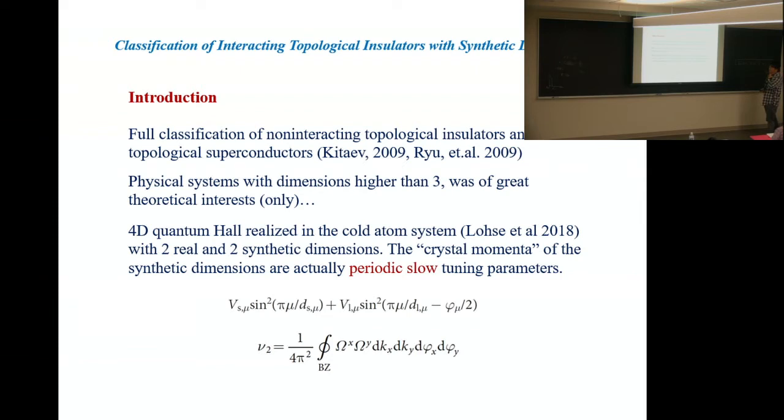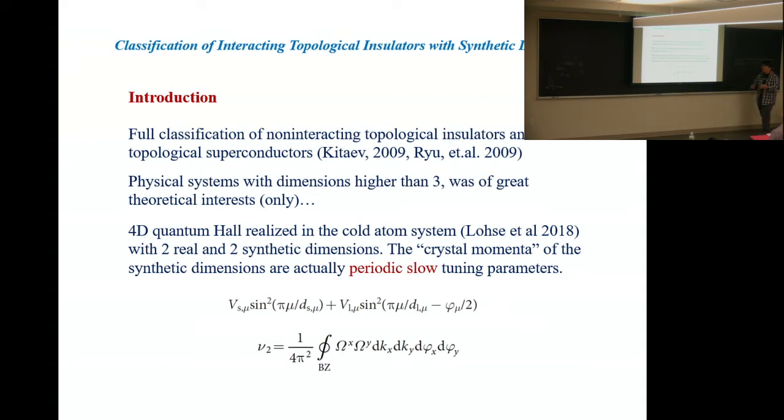Earlier this year, there was a very nice experiment using this idea. The claim is that they realized a 4-dimensional Chern insulator. The way they do that is to use a 2-dimensional optical lattice. It's a 2-dimensional physical platform, but they also have 2 extra tuning parameters. The extra tuning parameter is just a superposition of 2 optical lattices, with a short lattice constant and a longer lattice constant, plus a phase angle. This is also a periodic tuning parameter.